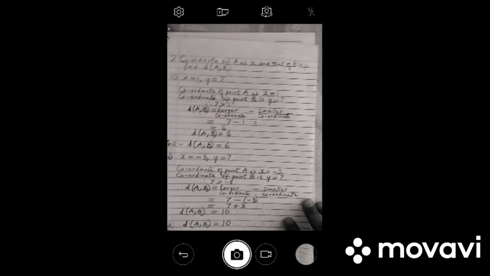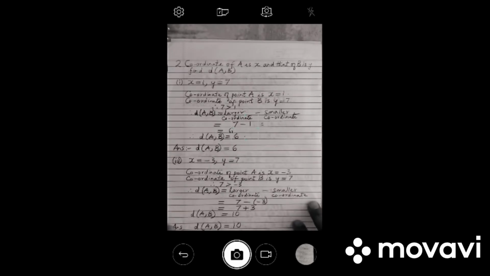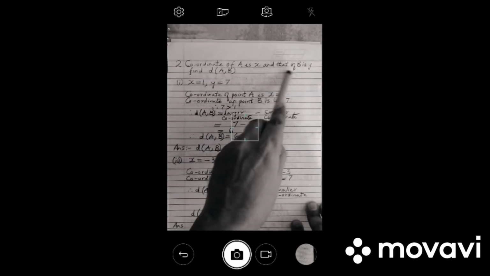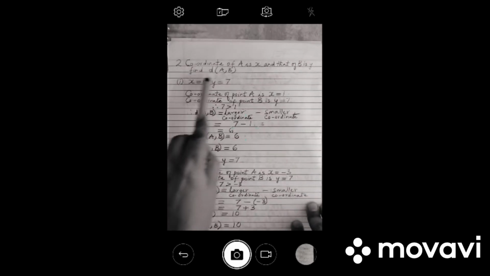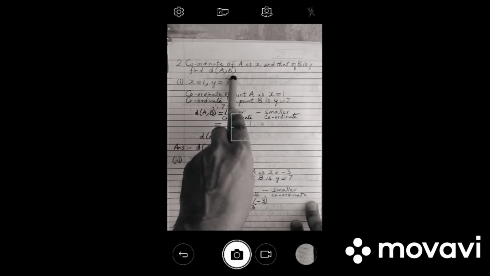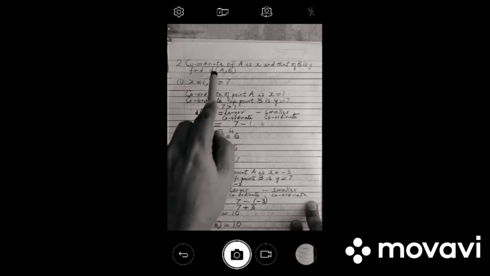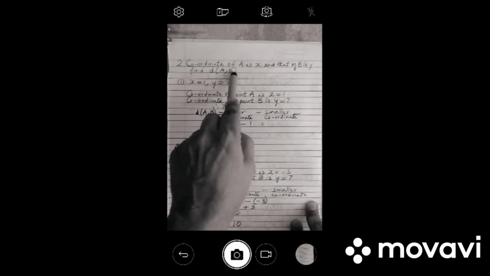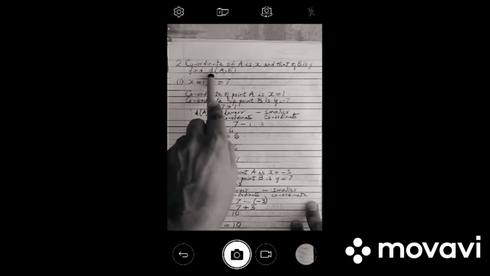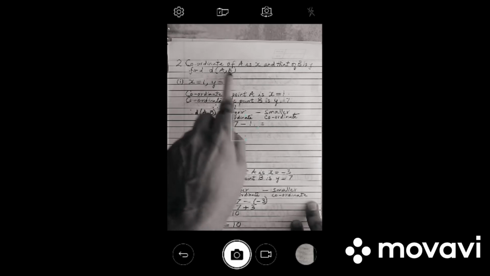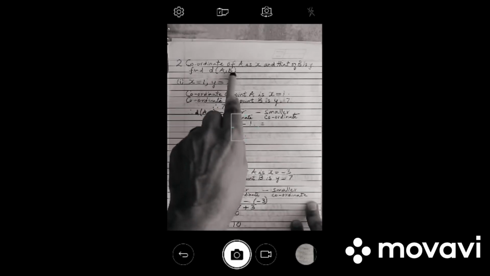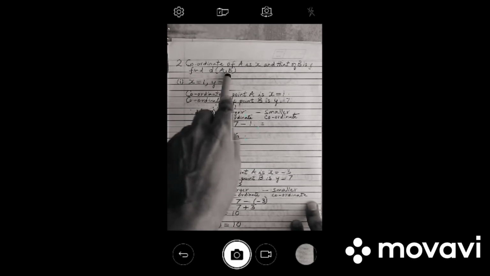Now, let us go to question number 2. In the question, it is given that coordinate of A is x and that of B is y. Find the distance of A, comma B. So always when you are writing distance, you have to write it in this form. Distance is represented by small d and within brackets you will write the points, that is A, comma B, that is separated by a comma.